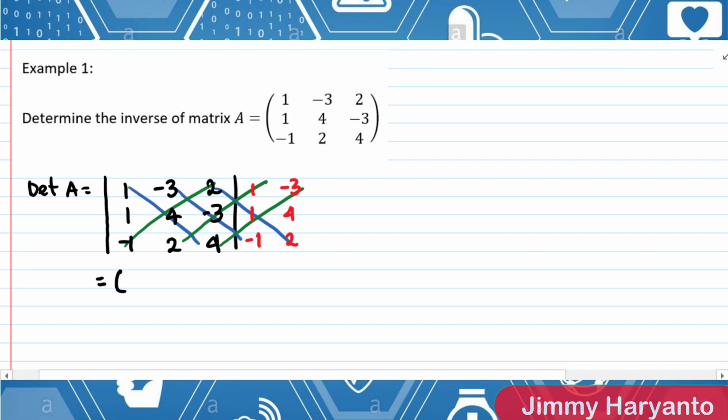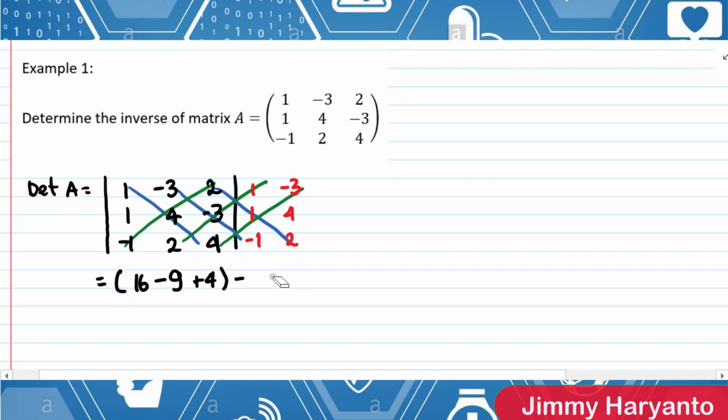So 1 times 4 times 4 equals 16, and then -3 times -3 equals 9, 9 times -1 is -9, and then 2 times 1 equals 2, 2 times 2 equals 4. This is the blue line, and then you have to subtract the green line from the result. The green line will be -8.